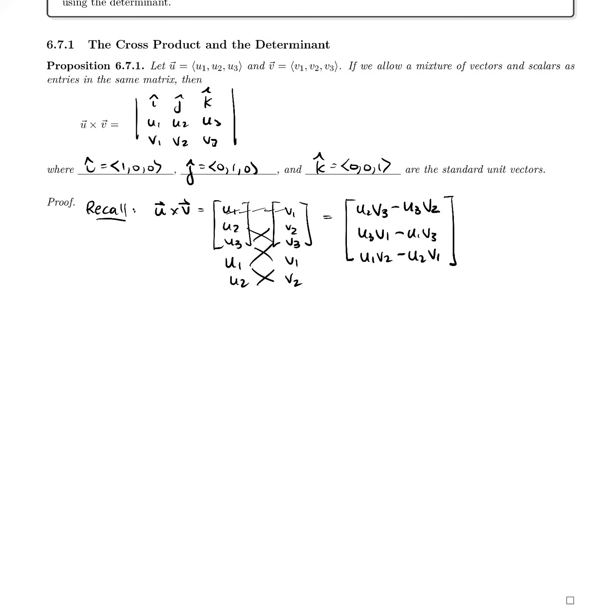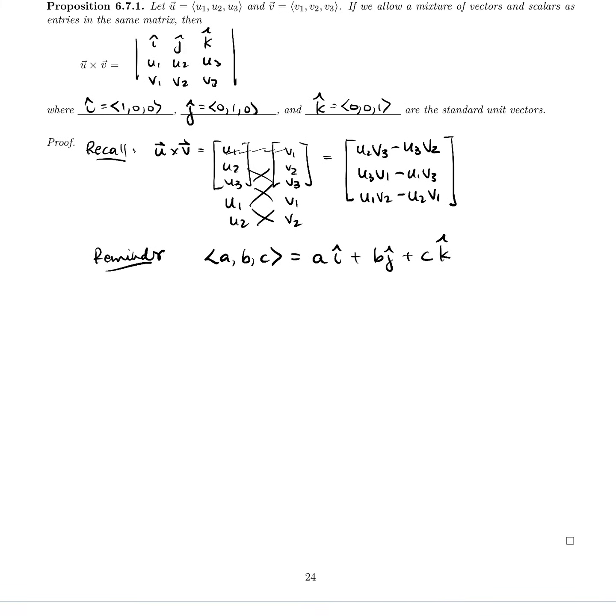So what we want to do is calculate this determinant and make sure that we get the same answer. A little reminder: if we had a vector A, B, C in our regular component notation, that could be written as A times i hat plus B times j hat plus C times k hat, because that is going to be useful using the cross product in this determinant.